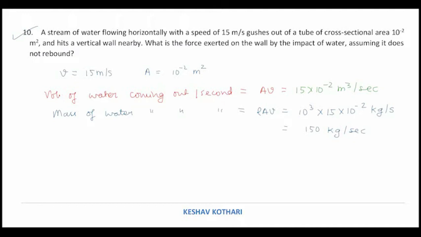Now since no water is rebounding back, we can say that the force is equal to the change in momentum by time taken. So the average force exerted can be written as the change in momentum by time taken, that is 150 multiplied by 15, where this is for velocity, and then we obtain 2250 Newton. So this is going to be the answer for this problem. Since it is not rebounding back, the final momentum is going to be 0.